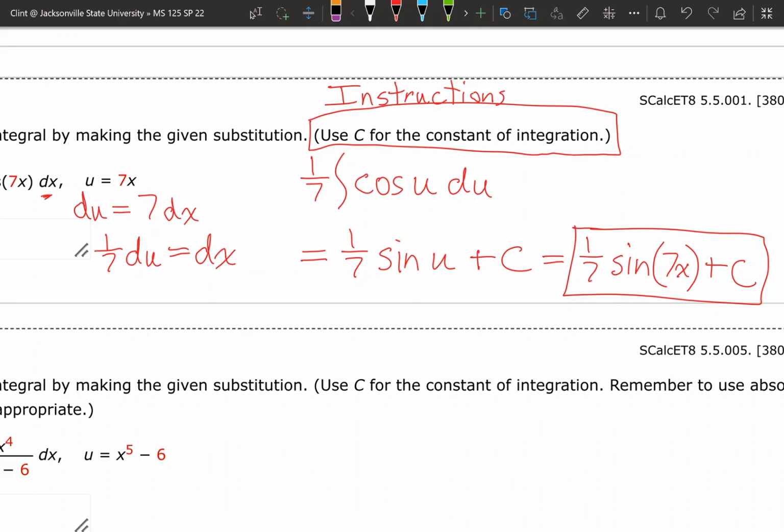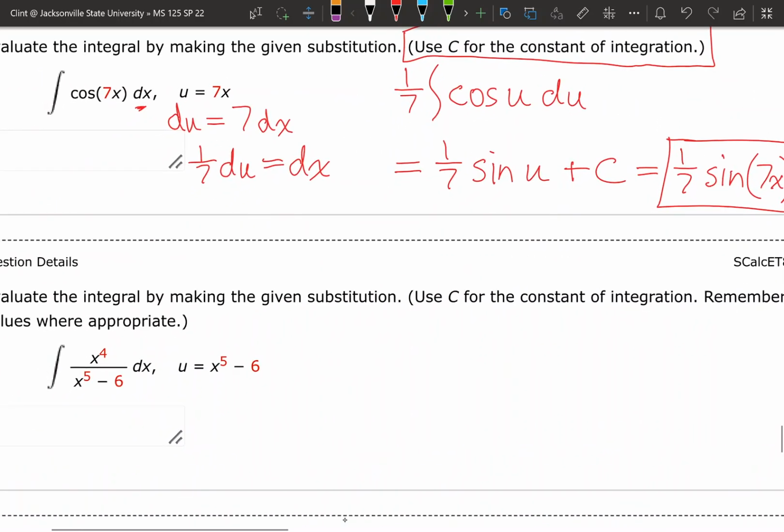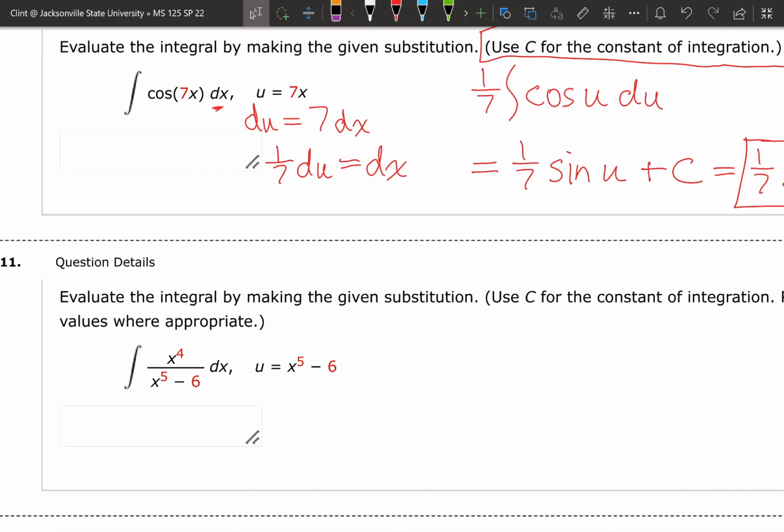Other questions on that one? We could even make it really confusing and say use sigma for the constant of integration. Or use a squiggle that looks like an integral symbol for the constant of integration.